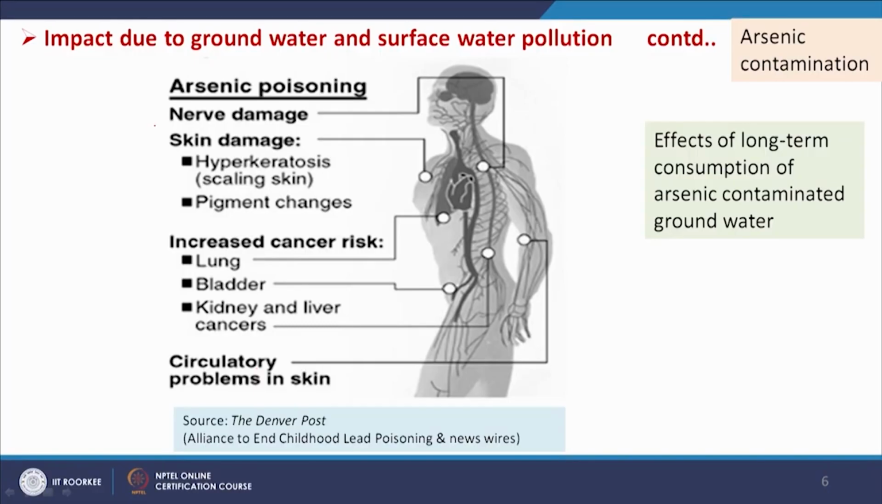So, here we are discussing the impact of arsenic. Arsenic poisoning has different effects, like nerve damage, skin damage, and increased cancer risk: lung cancer, bladder cancer, kidney and liver cancers, and circulatory problems in skin. So, these are the major impacts due to long term consumption of arsenic contaminated groundwater.